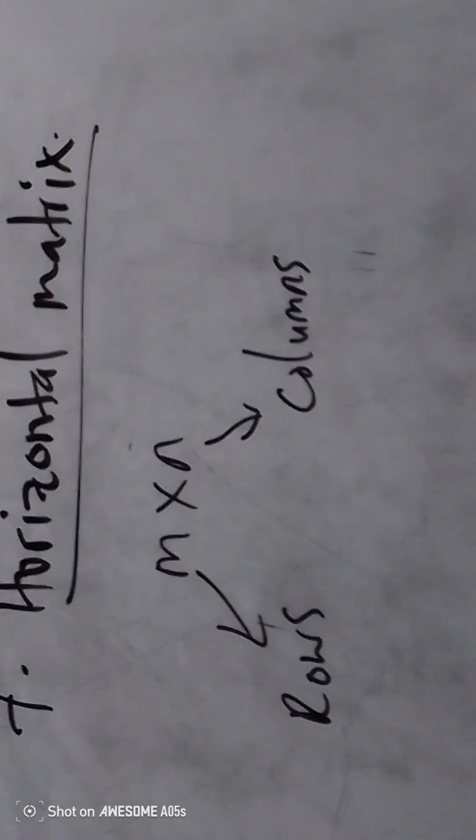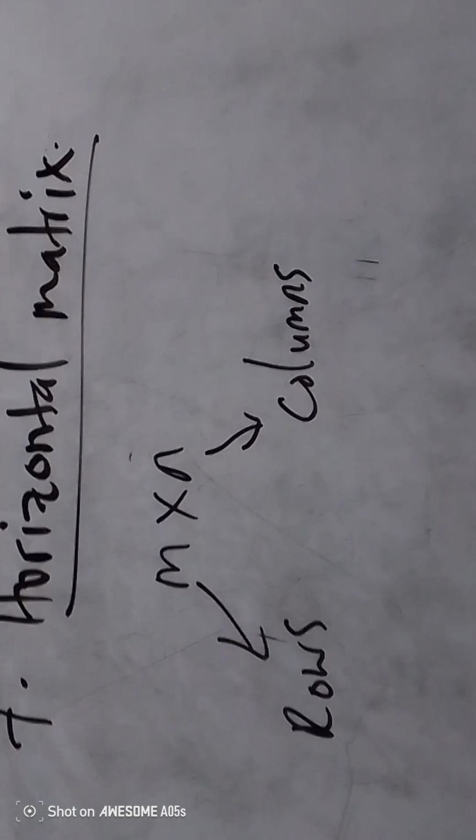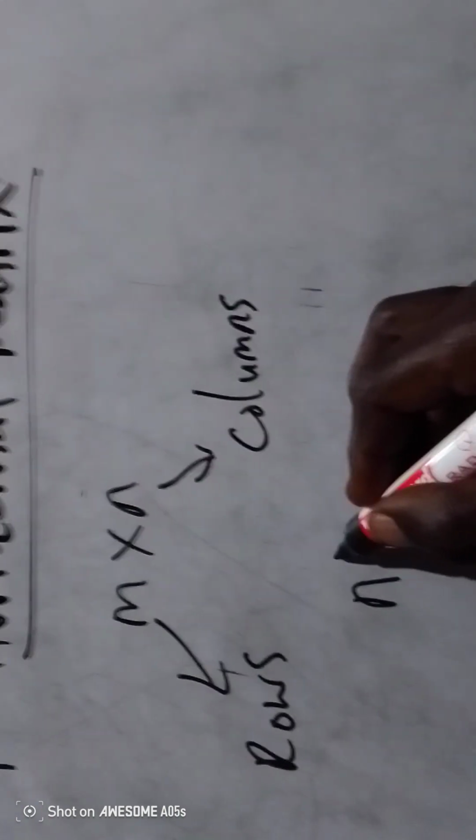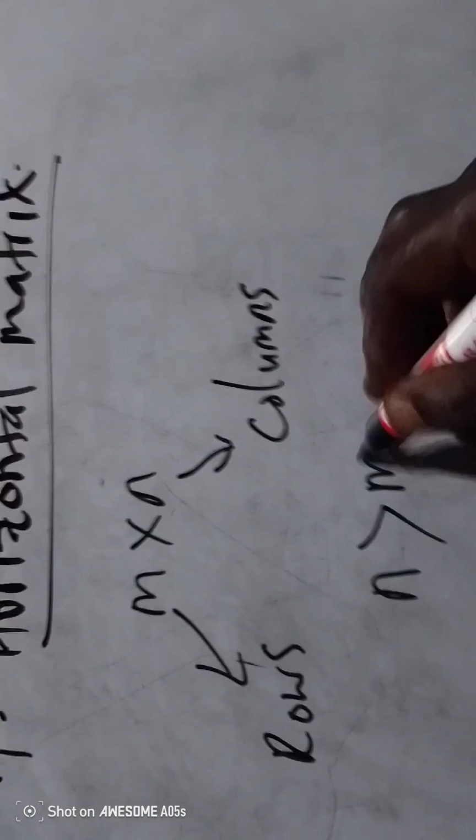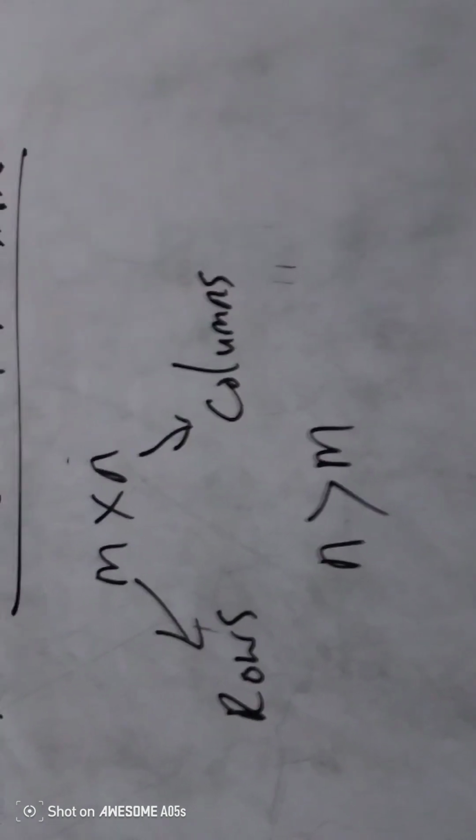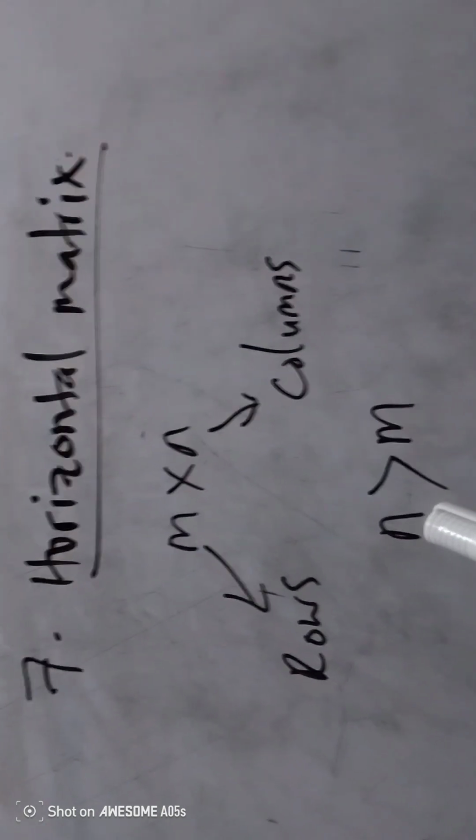So a matrix of the order m by n is said to be a horizontal matrix if n is greater than m. That is when we say the matrix is horizontal. What do we mean? It means that the number of columns is more than the number of rows.